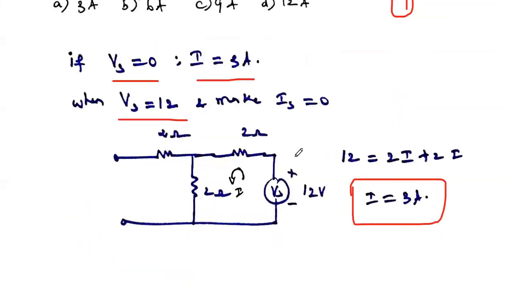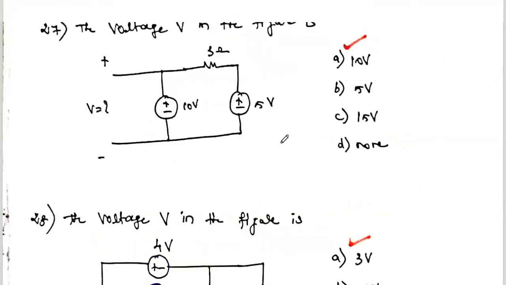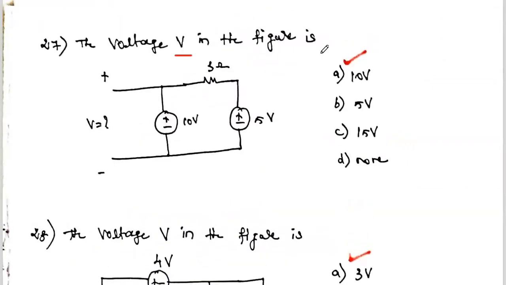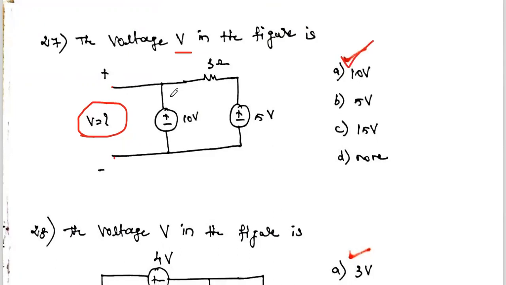in order to solve this problem. Then the next question: the voltage V in the figure is dash. This is the given diagram. Here we have to find the voltage across this open circuited terminal. So here you see the diagram. Across this open circuited terminal, there is a 10 volt voltage source. So the open circuited voltage V is nothing but 10 volt.